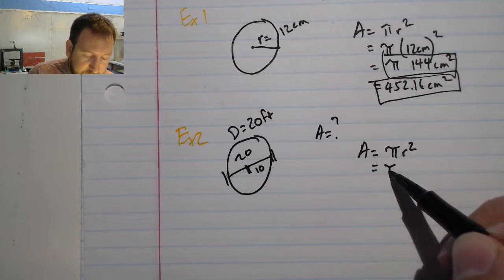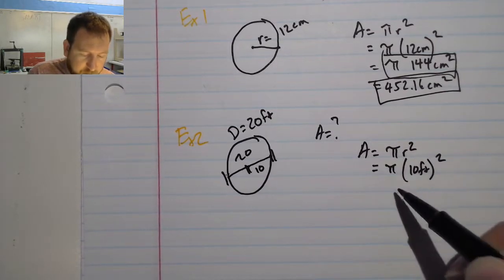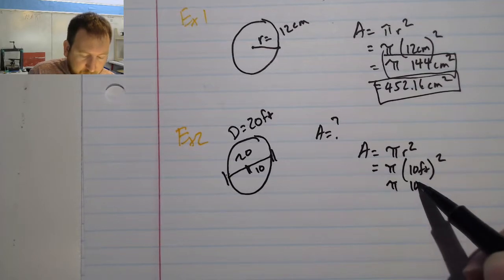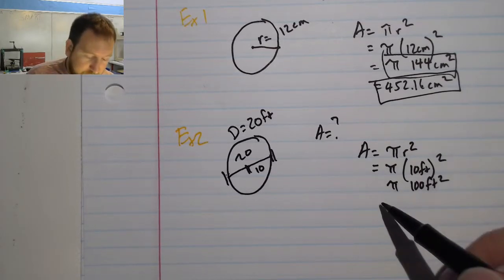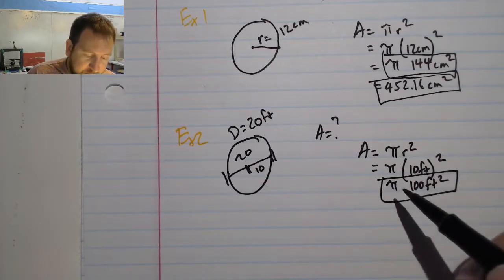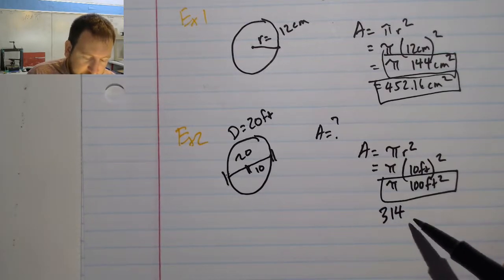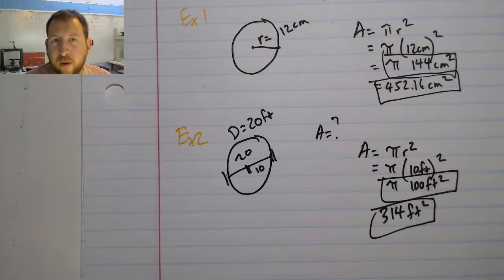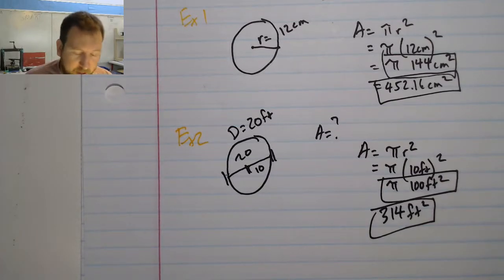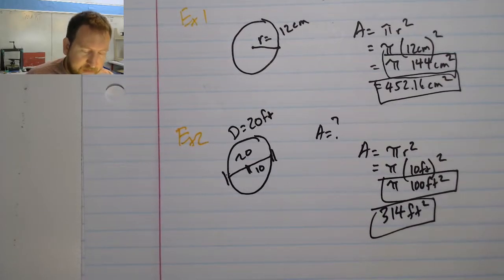So I'm going to do the same thing. 10 feet squared, pi times 100 feet, or 100 square feet. And this one I can luckily do in my head. This could be my answer, or I could write it as 314 square feet, because I know 3.14 times 100, I'm able to do that in my head. I usually do like to put the pi in the back, though. I've been forgetting about that.